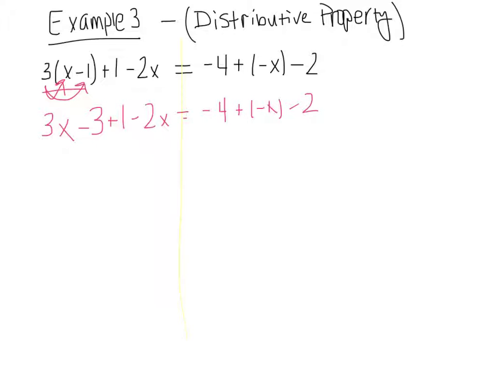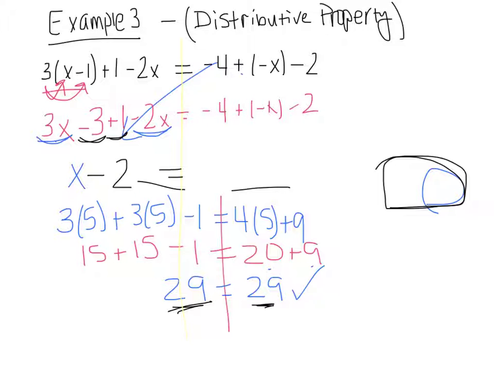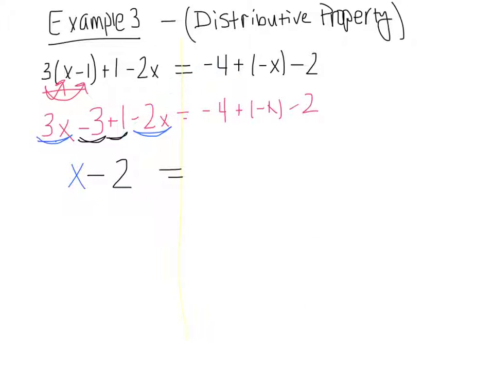Okay, so now that I have the distributive property done, I can start combining like terms. And I see on the left I've got 3x and negative 2x, or I could read this as 3x minus 2x. And I know that just leaves me with x. It's 1x, or just x. And then I see I have negative 3 plus 1. Well, I know that's negative 2. So I'm going to bring that down. And I also need to simplify the right side, and I see that I've got negative 4 minus 2, which is negative 6. And then I've just got plus negative x.